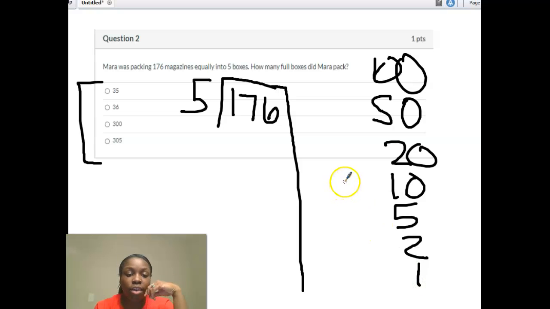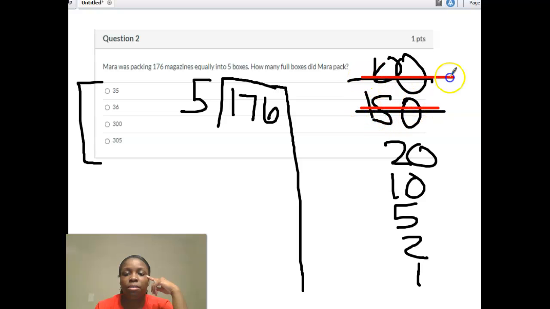And then I'm going to start dividing, you guys. So what do I start with first? Good, 100. I know 100 times 5 is 500. That's too big. I'm going to cross out 100 automatically. Then I'm going to go with 50. 50 times 5. Well, 50 times 5 is what? Good, 250. 250 is bigger than 176. Can't do. Let me try a different color.